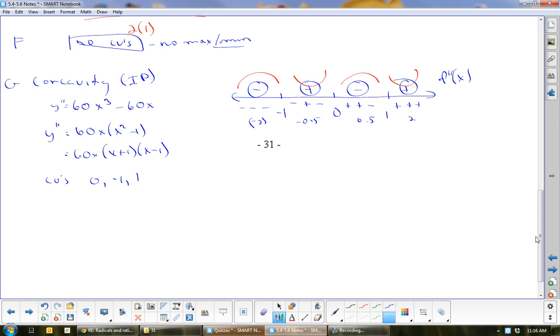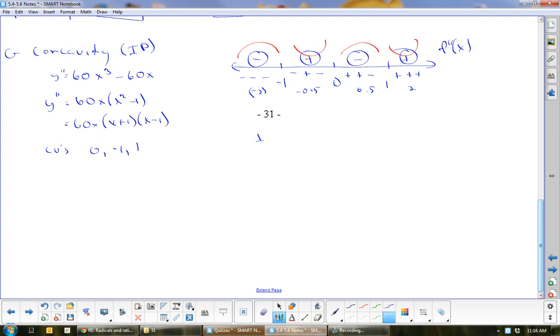So I need to find all my inflection points. I've got one at -1. So f of -1 means put it into your initial equation, and I get -38. If I put in 0, I do get 0. And if I put in f of 1, I get 38. That makes sense since this is symmetrical about the origin.